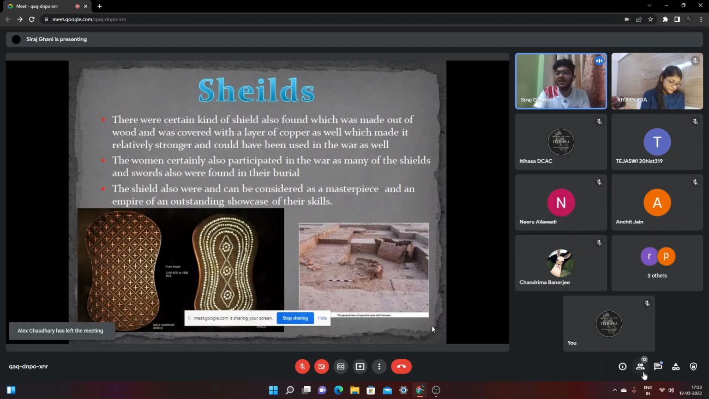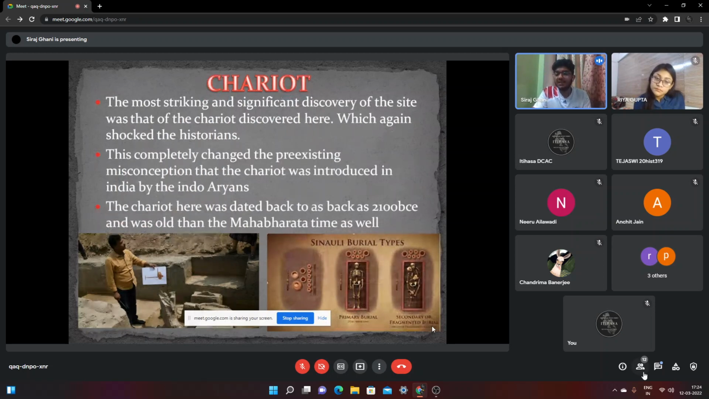This shows how culturally rich the people of Sinoli were, the kind of pottery they made, the kind of swords they were making, the finished evidence of ochre colored pottery, which was really well finished and really enhanced in terms of Sinoli's people. If we talk about other civilizations, Sinoli's people were really into war as well. One of the major, distinctive and striking discoveries of Sinoli was the chariot. The chariot shattered the pre-assumption that historians had made that the chariot was brought into India by the Aryans.